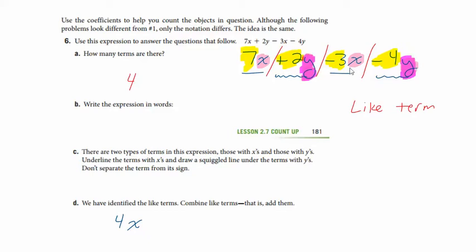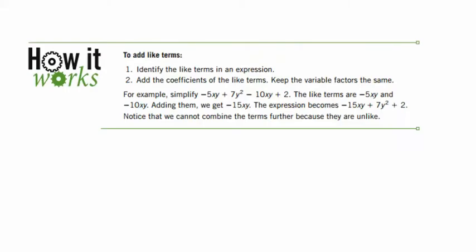And here we've got 2y's minus 4y's. 2 minus 4 is negative 2. Negative 2y's. So again, you're combining the coefficients and you're leaving the variable the same. And this kind of sums that up for you. So you want to identify the like terms, and then you want to add the coefficients and keep the variables the same. Now this example is a little bit crazy.